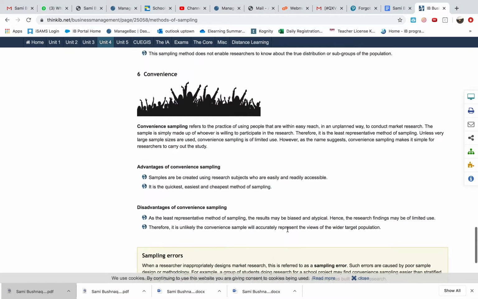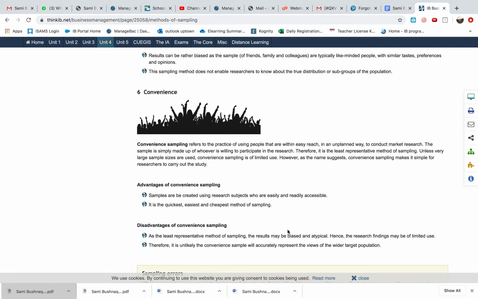So finally, convenience sampling. It is the most convenient way. Convenience sampling refers to the practice of using people that are easy within reach. So if you're a student in a school, asking your classmates, right? Because they're the most convenient people. If you're working in a factory, get the factory workers.